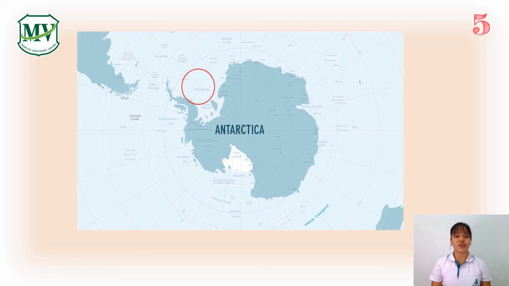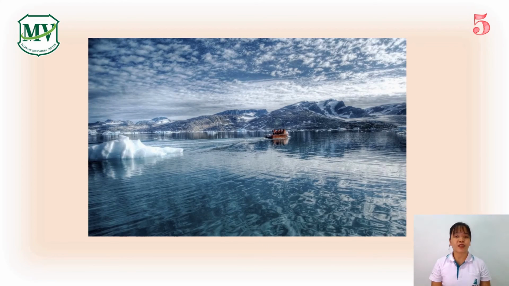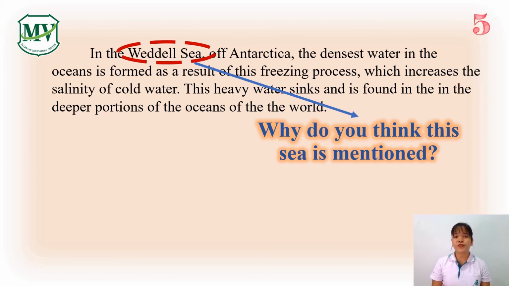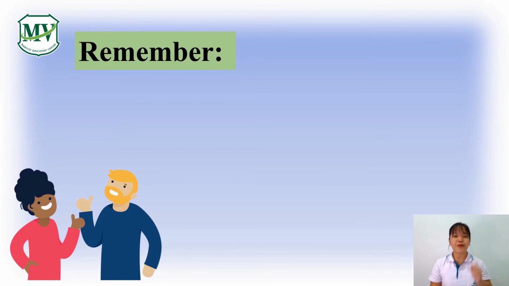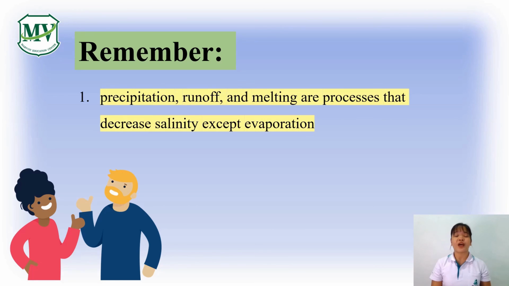What you can see in the circled area of the map is the Weddell Sea off Antarctica. And this one is a closer look of Weddell Sea. Then, why do you think the sea is mentioned? Yes, of course, to give an example of cold water salinity. Remember that number 1, precipitation, runoff, and melting are processes that decrease salinity, except evaporation, because evaporation increases the salinity.